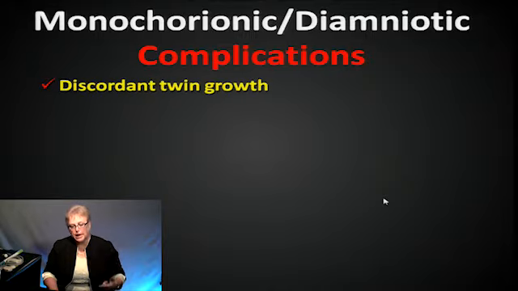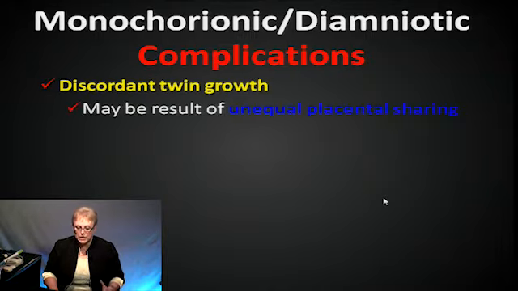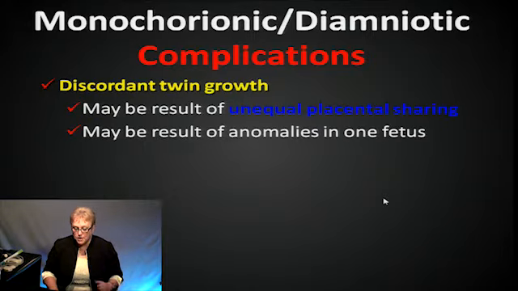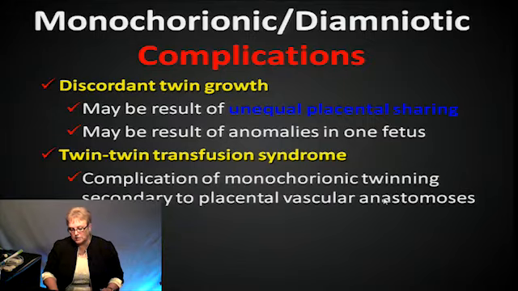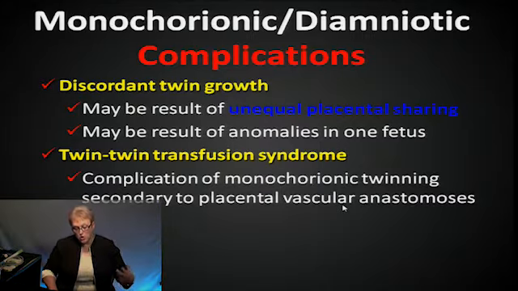And then we look at bladder and stomach. So some of the complications that we can get is discordant growth because of the unequal placenta sharing. There may be anomalies in one baby. Twin-to-twin transfusion syndrome is another complication because you have these vascular anastomoses where you actually have one baby pumping some of its blood over to the other baby.